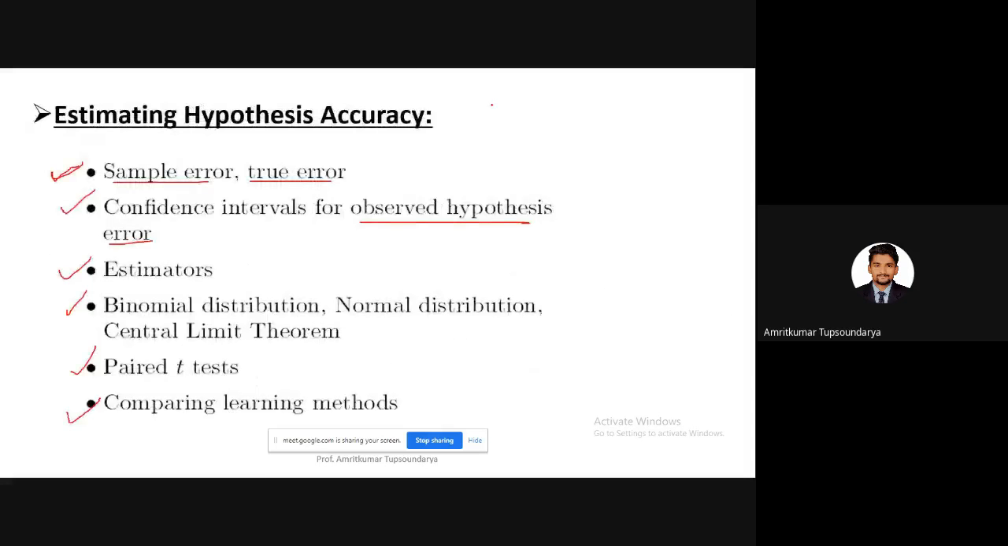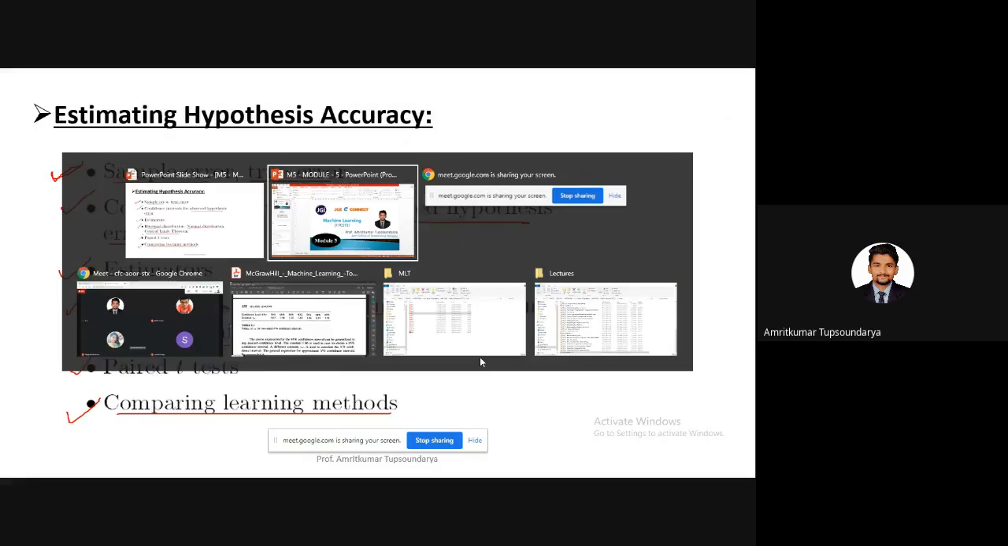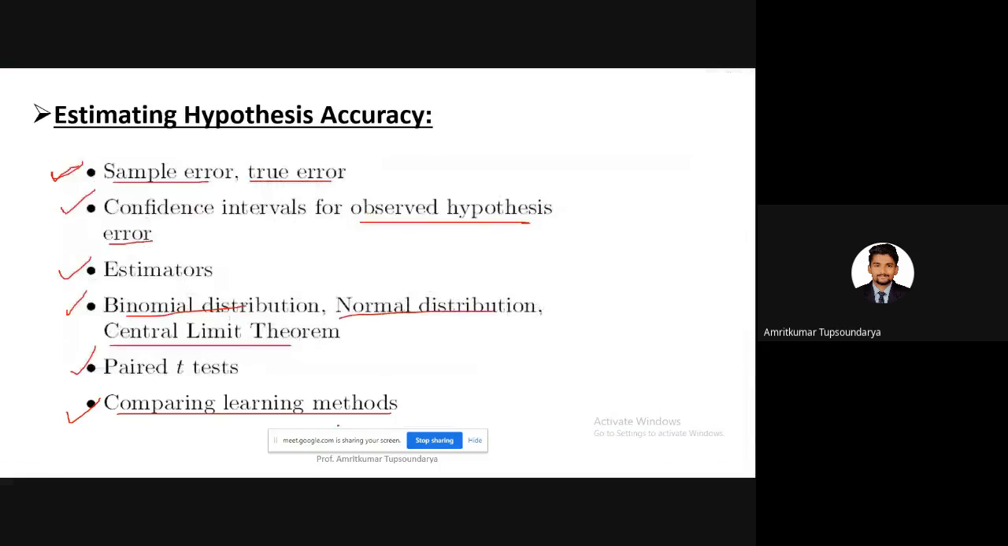Let me show you that slide. So: binomial distribution, normal distribution, and the central limit theorem, and ultimately we are going to see how we can compare those learning methods. So that's all for today's lecture. If you have any doubt, you are free to ask.